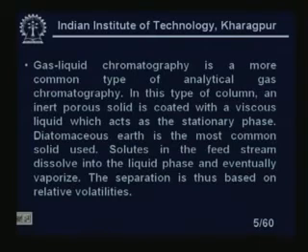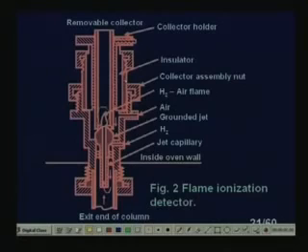Gas liquid chromatography is a more common type of analytical gas chromatography. In this type of column, an inert porous solid is coated with a viscous liquid which acts as a stationary phase, and diatomaceous earth is the most common solid used. Solutes in the feed stream dissolve into the liquid phase and eventually vaporize. Current flow across the external resistor is sensed as a voltage drop, and is amplified and displayed on a recorder.